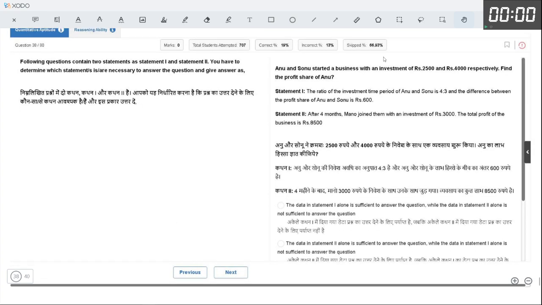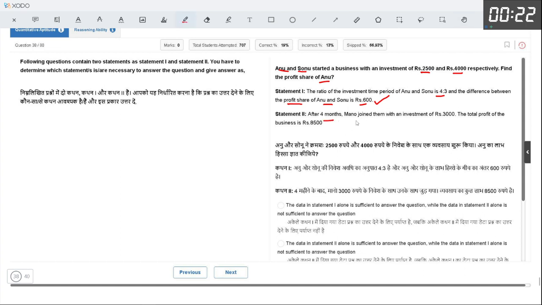Here again, Anu and Sonu started a business with 2,500 and 4,000. Find the profit of Anu. So here they are given the investment, they are given the time period, and also the difference of Anu and Sonu profit is given. So we will get the answer from here, right?